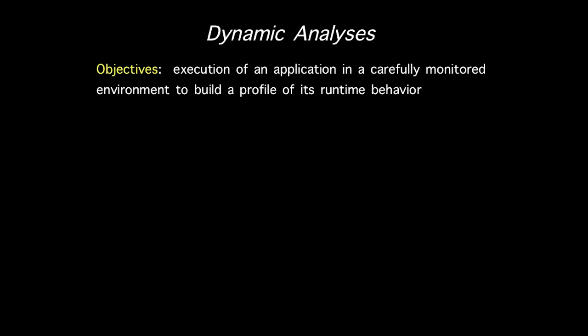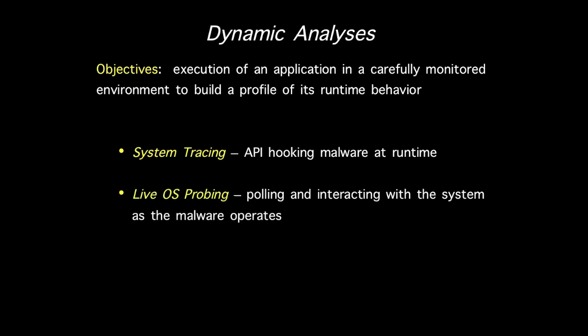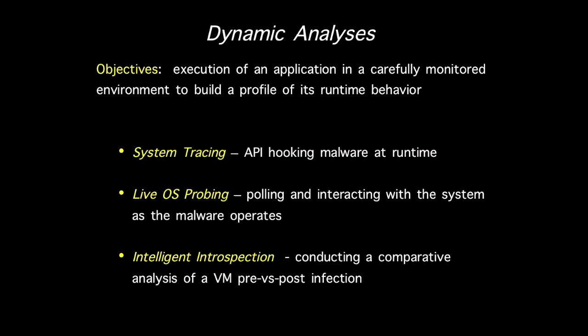Malgram performs several complementary dynamic analyses to produce a detailed evaluation of what a binary sample does when it is executed, both within the host and over the network. These include system tracing, in which the operating system interfaces are instrumented to report all system changes made by the malicious application during runtime. Live OS probing, in which our monitoring tool runs in parallel with the malicious application and probes the OS for details on the app's activity. And intelligent introspection, where we freeze the app in a VM snapshot to examine exactly what changes it made to the infected host.